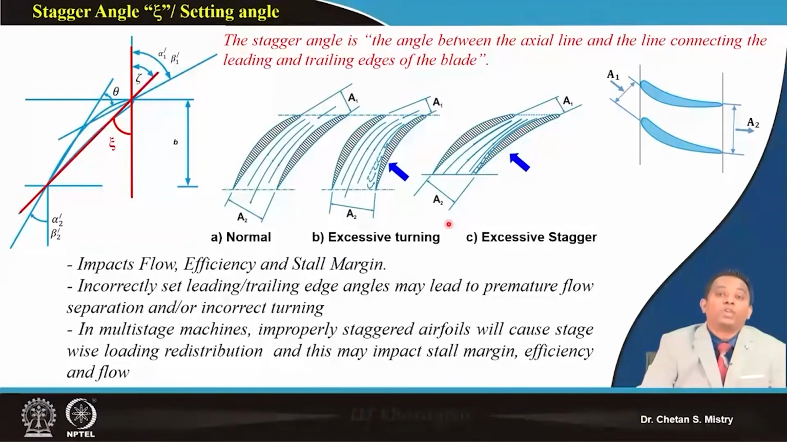Secondly, when we are doing our design, that time we are incorporating this stagger angle. Do not get confused between setting angle and stagger angle, they have a similar meaning, but during design calculation also we need to set our angles, and that is what we call the stagger angle. That stagger angle we calculate based on my inflow angle alpha 1 or beta 1, the incidence angle, and the camber angle. Okay.